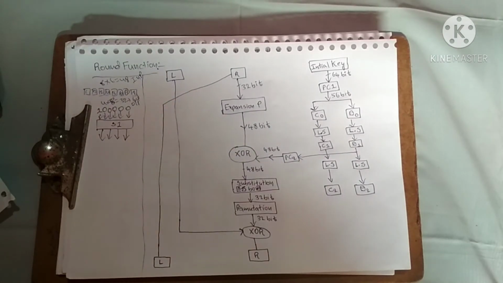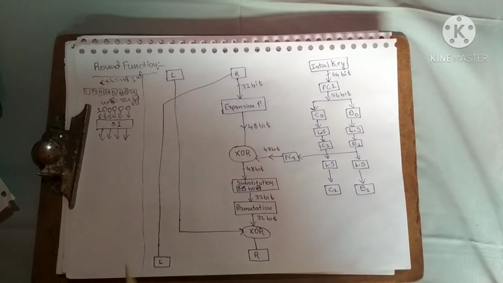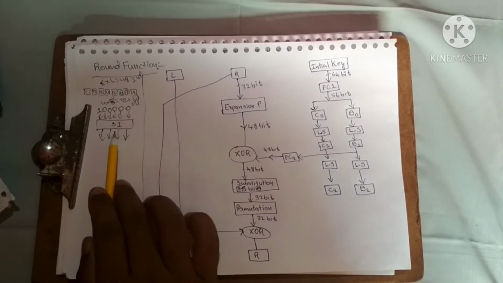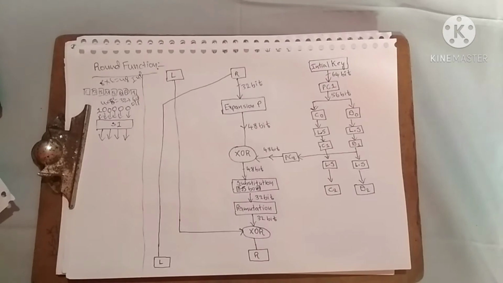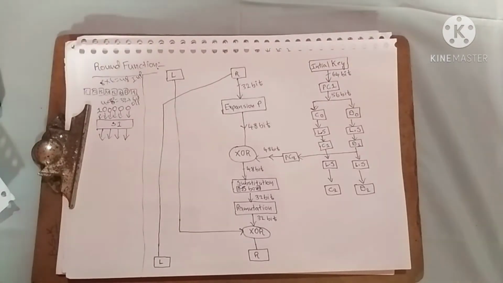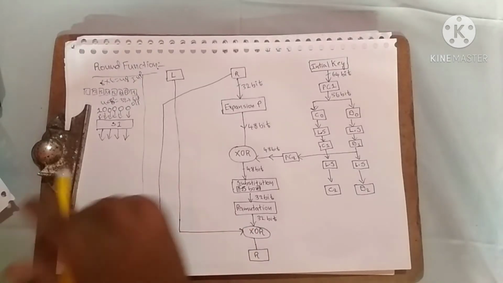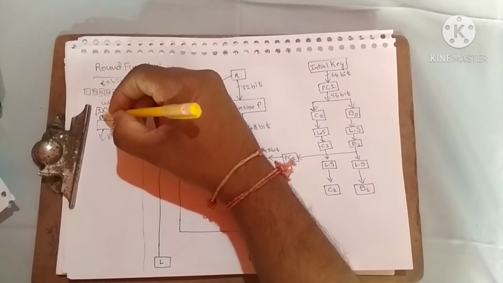We will discuss in detail what happens in each substitution box, starting with S1. What will happen in each substitution box? We have these values.